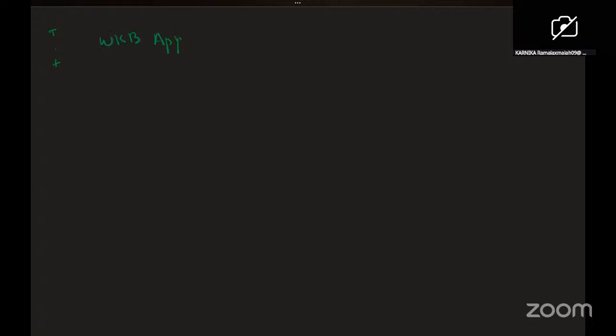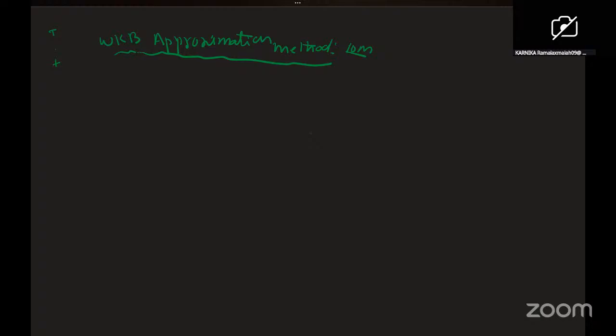So today I will discuss the WKB approximation method. This is also a very important question. This one is 10 marks. Okay. So this is the WKB approximation method.